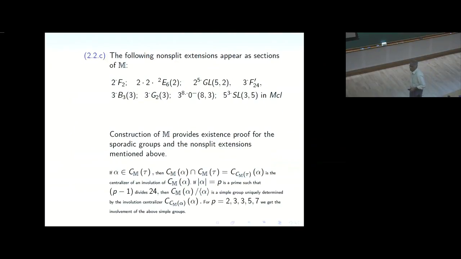And also, I think, as anybody who has dealt with non-split extensions knows, it's very difficult to prove that in certain situations non-split extensions exist. And quite a few non-split extensions like this appear as sections of this monster. In this way, constructing the monster like this proves the existence of not only the 20 sporadic groups that are involved in that, but also these non-split extensions.